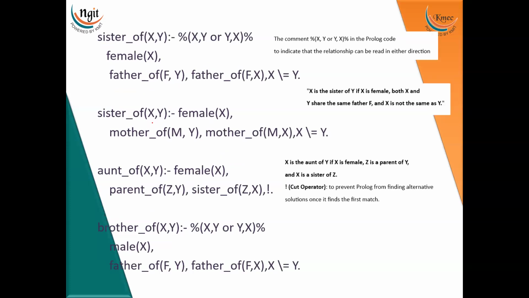Next, one more one: X is a sister of Y. Okay, so here the representation is something different. You can see here, it is like a comment in a Prolog code. The comment we are going to represent in this way. It indicates that the relation can be in either direction.